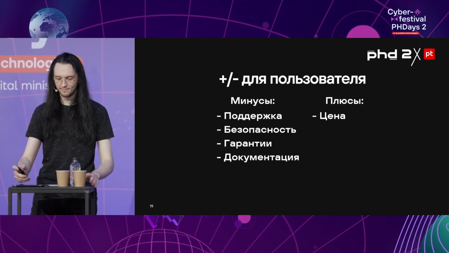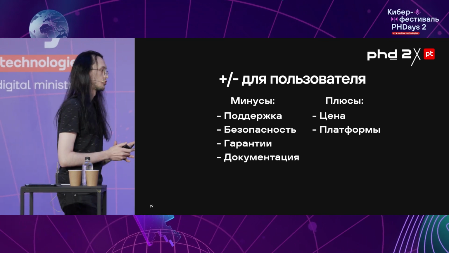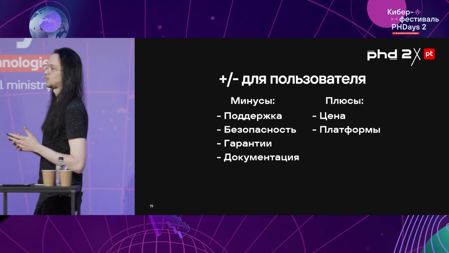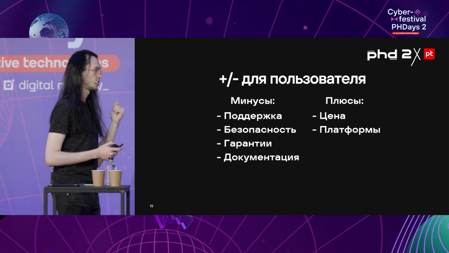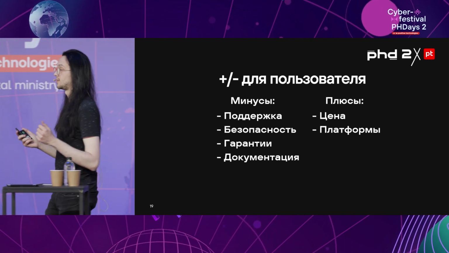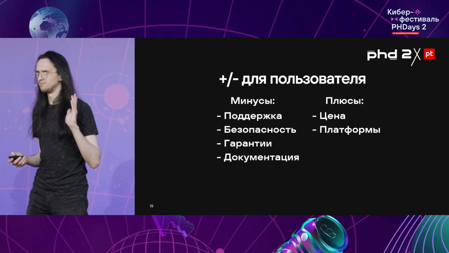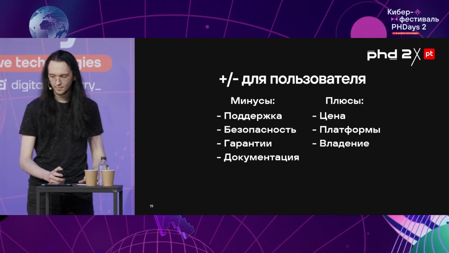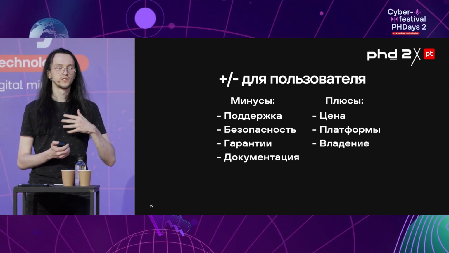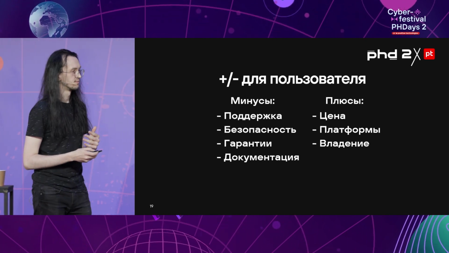Now the benefits. The price: it comes for free. Platforms: open source projects often run on more platforms than proprietary solutions. For example, Adobe runs only on Windows and macOS, but an open source analog runs on Linux and even on Android. Ownership: the user owns the software. No one can take it away from them.